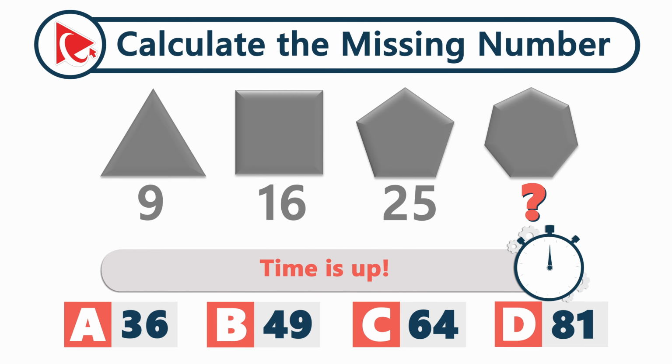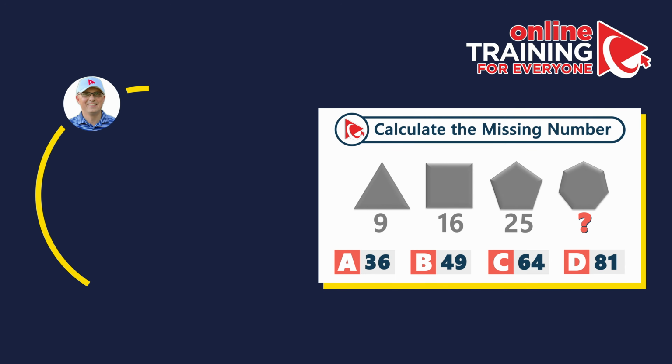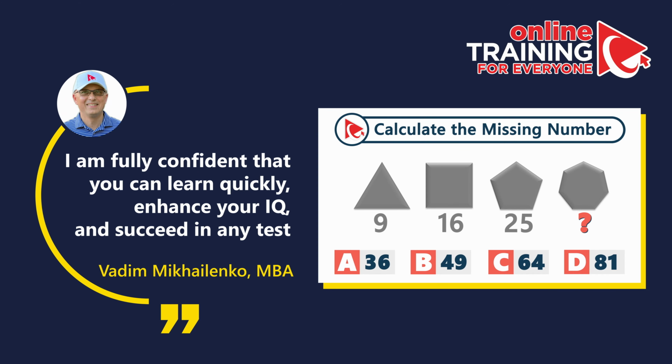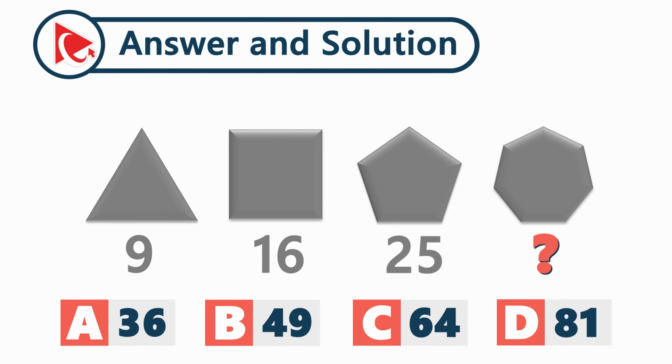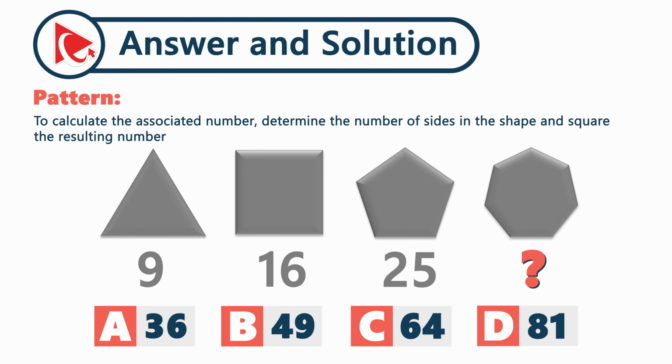Are you prepared to share your answer? Let's move ahead and see what you've got. And you might be surprised by how simple the solution actually is. To calculate the associated number, you need to determine the number of sides in the shape and square the resulting number to get to the actual number underneath the shape.